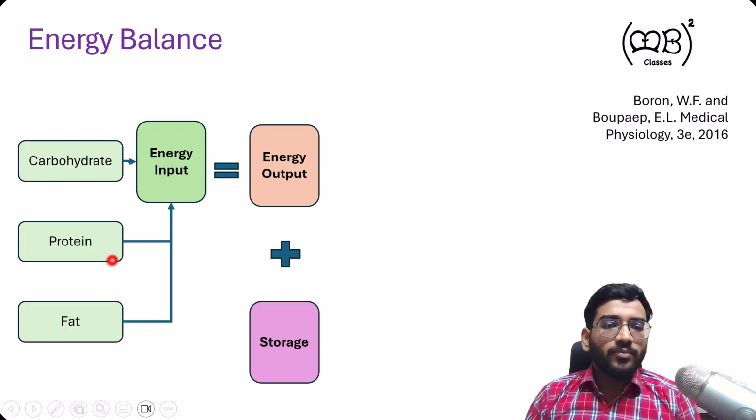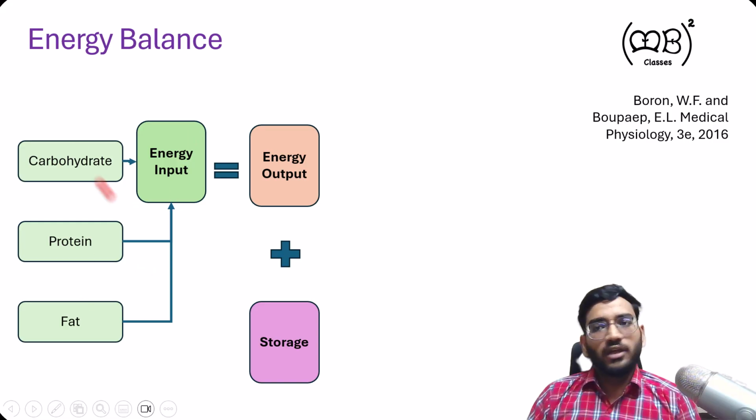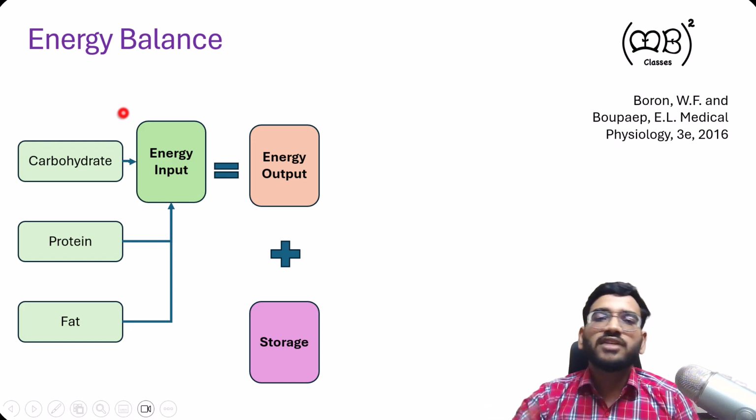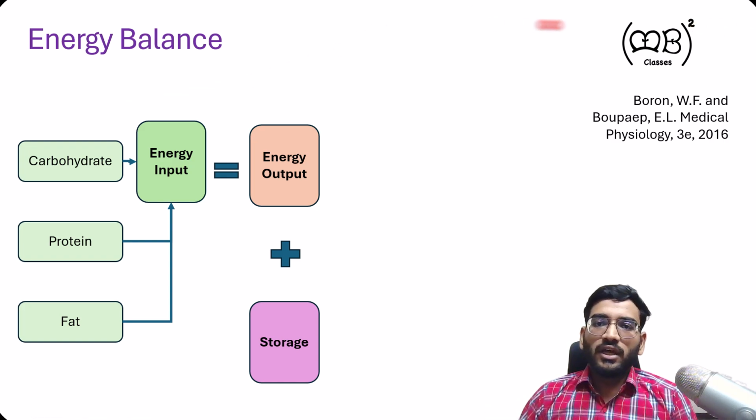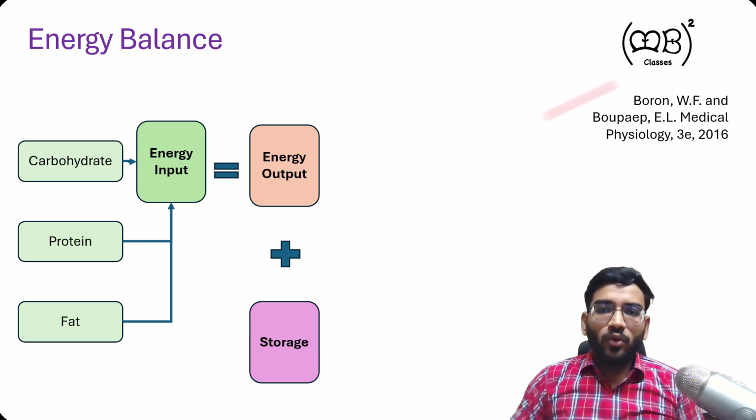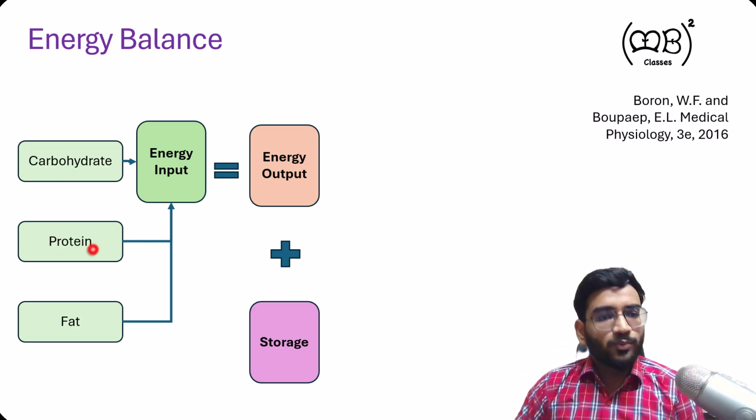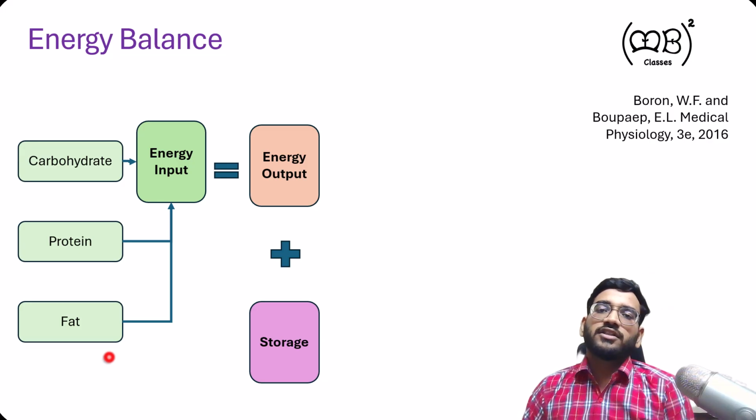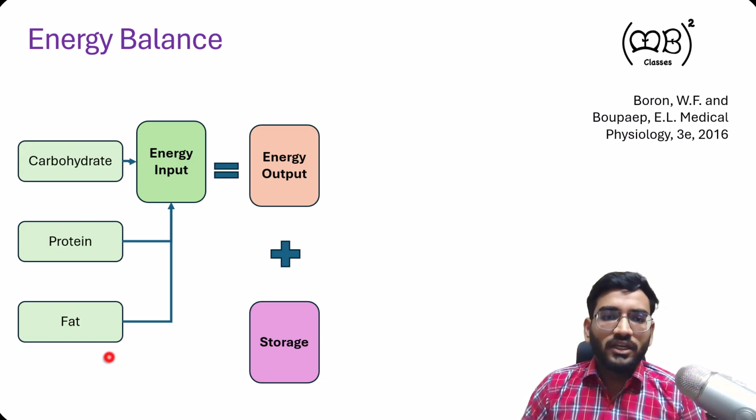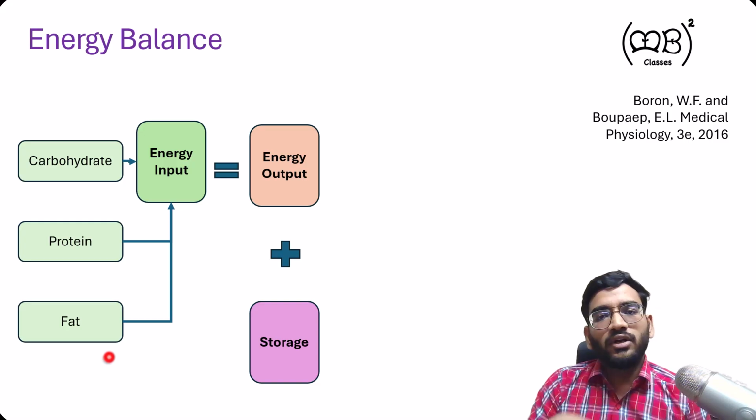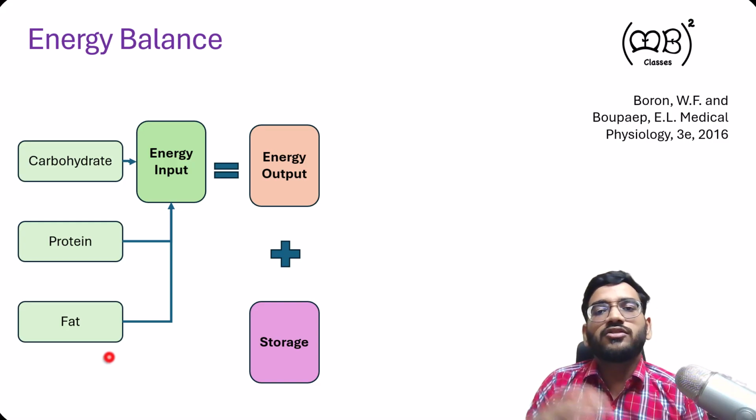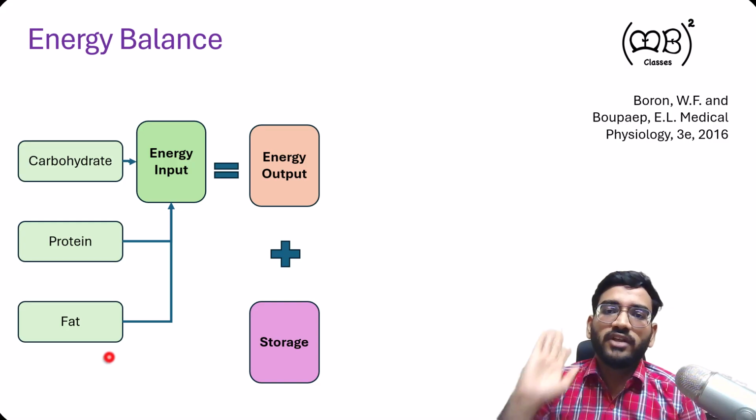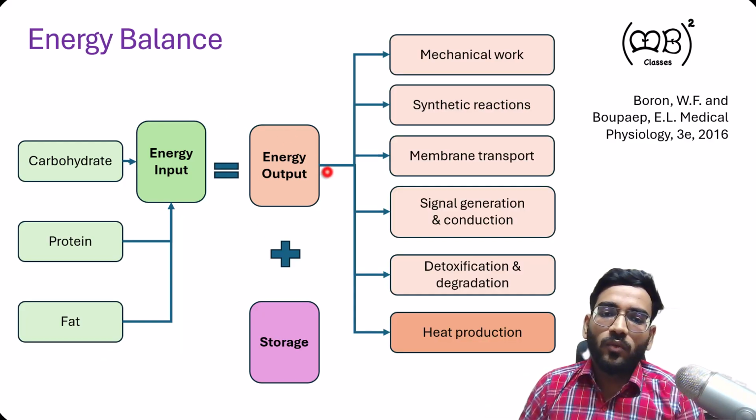So in carbohydrate metabolism, carbohydrate acts as the energy input, protein acts as an input, and fat. So these are the three major macronutrients which act as the energy input. This is the last time we are talking about them as the inputs. Otherwise we'll be talking about them only as glucose. Carbohydrate will be glucose, protein will be amino acids, and fats will be fatty acids or triglycerides. Okay, because we are not talking about digestion or absorption, we are just talking about the metabolism after the absorption has taken place. So what is energy output?